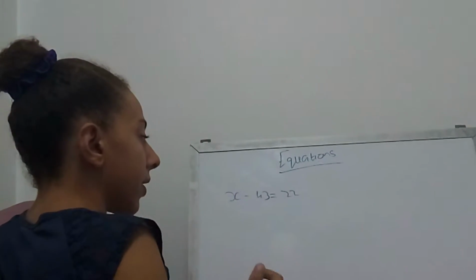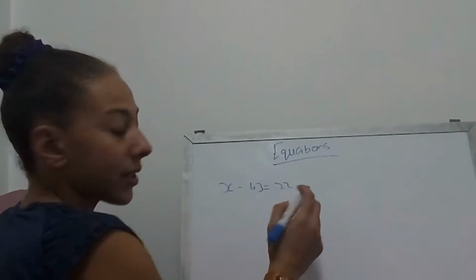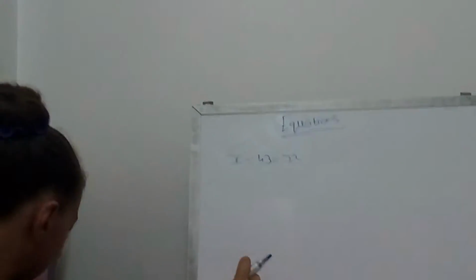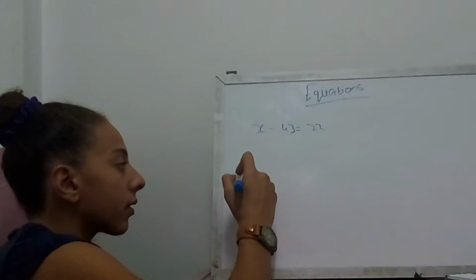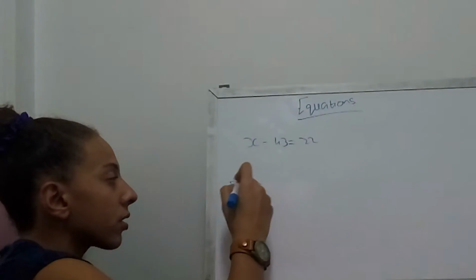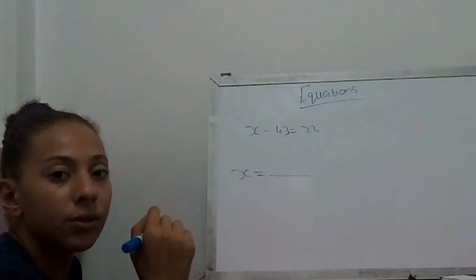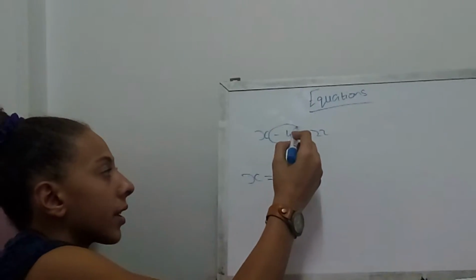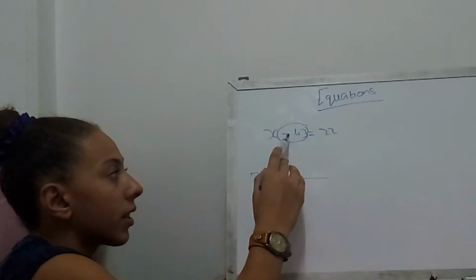Okay, first you want to let the x be beside the equal sign on its own, and the rest of the equation here. Okay, how will we do this? We'll take the negative 43. Here we'll say it's negative, it's not minus.